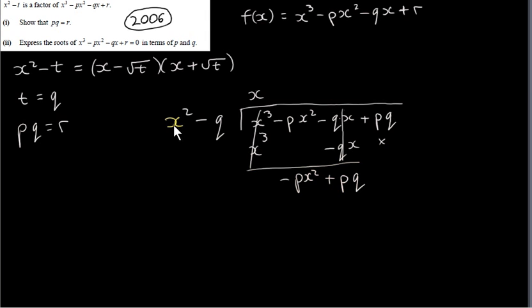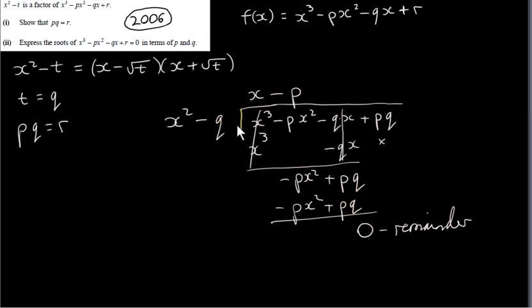Now we go back to dividing. We divide x squared into this term to get minus p. Multiply minus p by x squared gives minus px squared. Minus p by minus q is plus pq. Then we subtract and we get 0 as expected. This is our remainder. It has to be 0 because x squared minus q is a factor of this cubic. So we can write our cubic expression as the product of x squared minus q and x minus p.